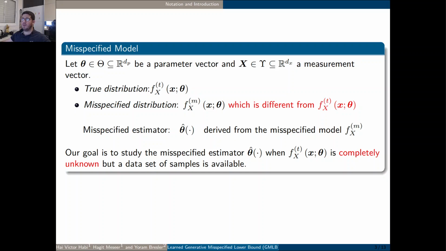X is a random measurement vector sampled from a true distribution denoted by f_t, and it is parameterized by the vector theta. We assume a misspecified distribution denoted by f_m, which is different from the true distribution. A misspecified estimator, theta hat, is derived from the misspecified model. Now, we wish to study the misspecified estimator when the true distribution is completely unknown but a dataset of samples is available.